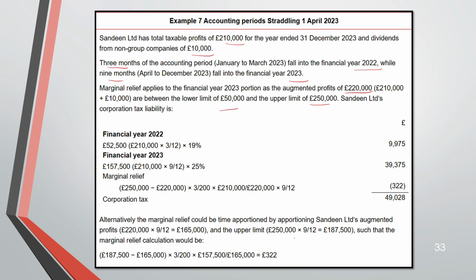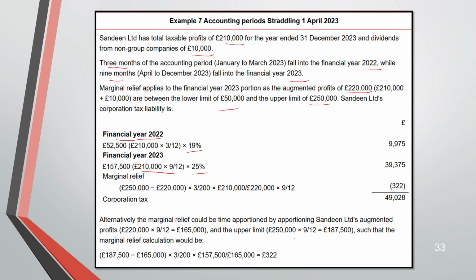Okay. So understand. First we'll go see, first in first out. Financial year 2022. We'll finish off with the 3 months. What was the TTP? 210. Take it into 3 months and apply 19%. Because financial year 2022 only one rate, 19% on TTP. Then you add the financial year 2023. Again take TTP, take it for 9 months and apply 25%. Because it is above the upper limit.